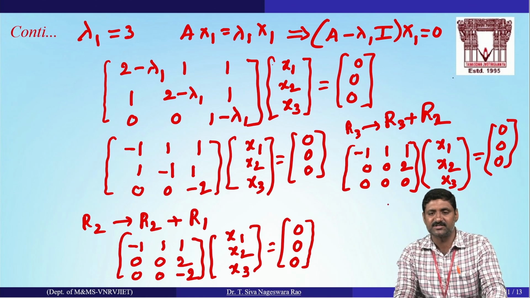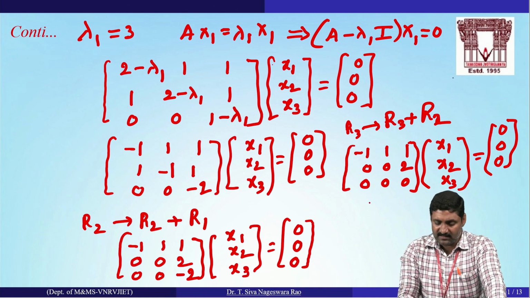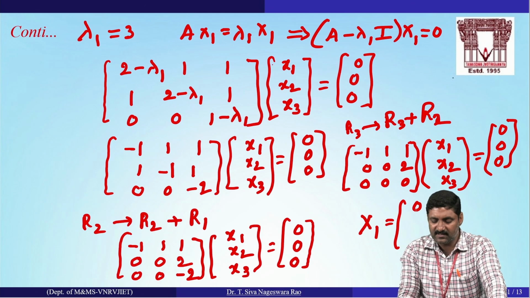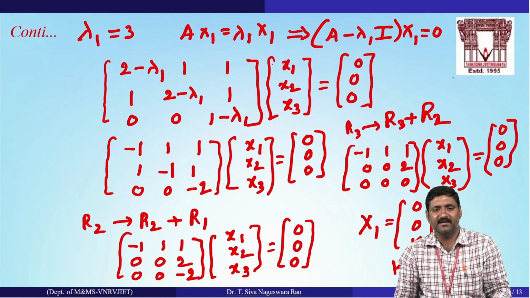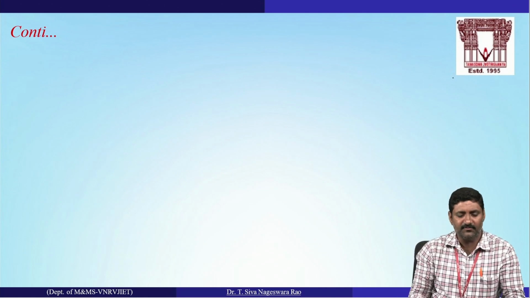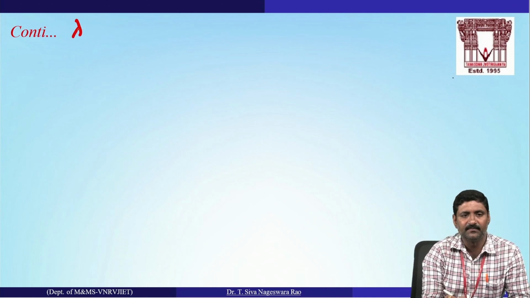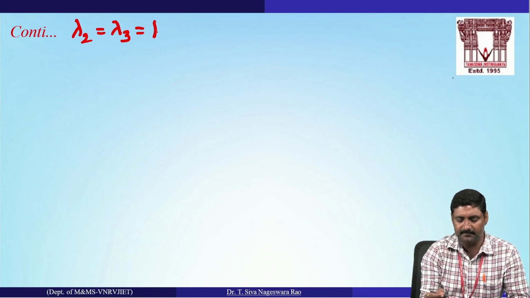Clearly the rank of this matrix is 2 and the number of unknowns is 3, therefore we introduce only one arbitrary constant. By introducing one arbitrary constant, you get the characteristic vector, or our eigenvector, as 0, 0, k, where k is not equal to 0. This is how we can calculate the eigenvector corresponding to a distinct eigenvalue. Next we will see how to find the eigenvector corresponding to the repeated eigenvalue, lambda 2 is equal to lambda 3 is equal to 1.